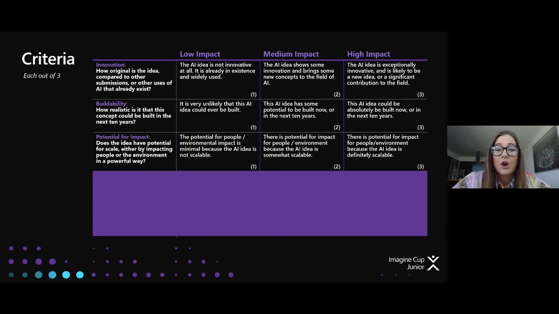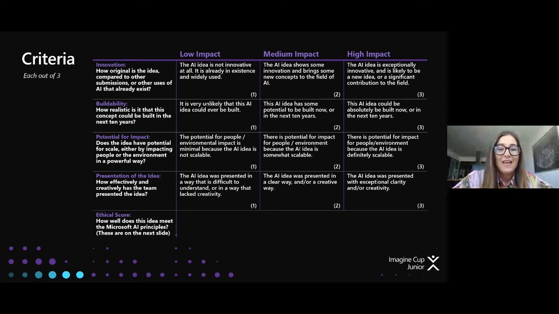So 1 mark going for the impact is minimal because the AI idea is not scalable, okay? You're getting 2 marks for there's potential for impact and the idea is somewhat scalable, and full marks going for it's definitely scalable. And the last one on this slide is presentation of the idea.